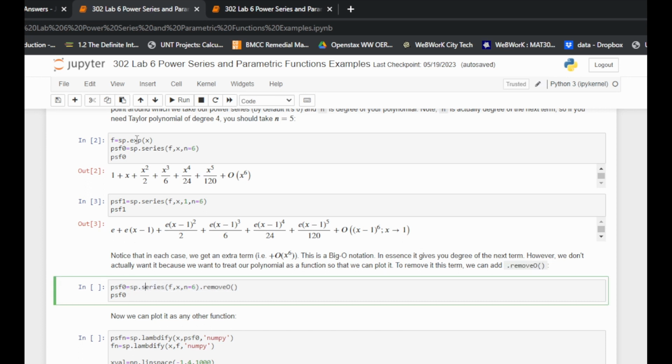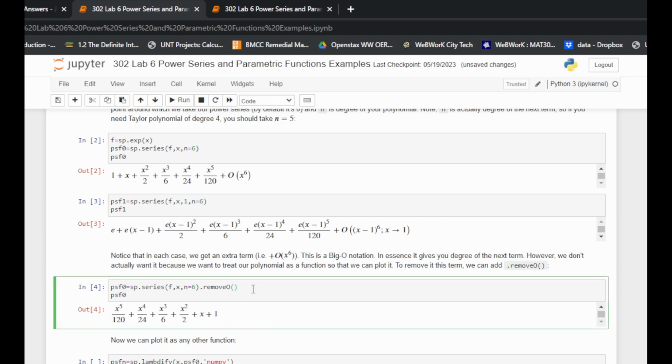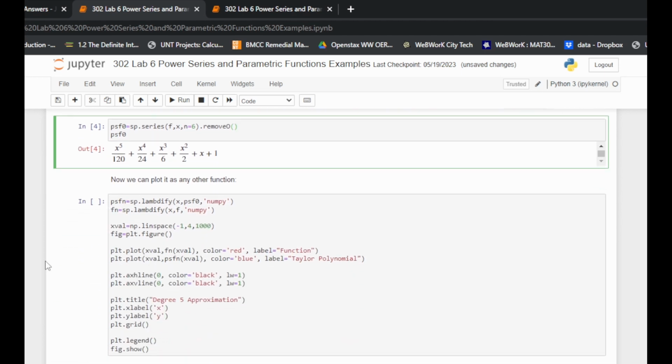So for example, if I want to have this series of degree 5, but without big O, I will write sp.series f(x), n equals 6, and then I will say .removeO with parentheses. And now as you can see, it's just a normal polynomial. Now that it's a normal polynomial, we can do many other things. For example, we can plot it, we can find the derivative, we can find the integral, and whatever you need to do.